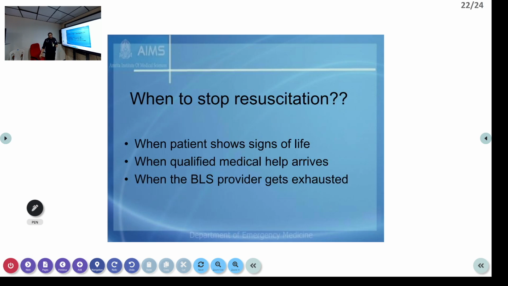When to stop resuscitation? That is the next question. When to stop CPR? When the patient shows signs of life. What are the signs of life? We have got a palpable pulse. After 2 minutes of CPR, if you are getting a palpable pulse, then you can think of stopping the CPR.